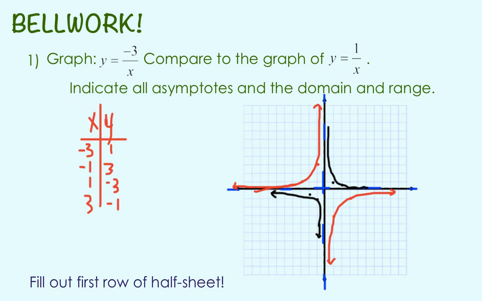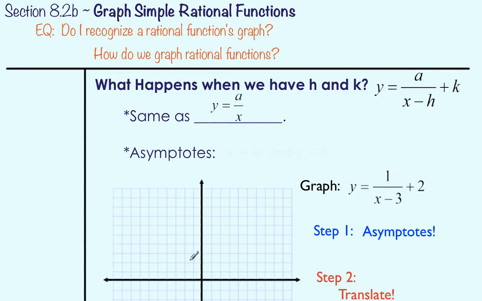So moving on to the notes. Section 8.2, Part B. Again, graphing simple rational functions. Your central questions for today: do I recognize a rational function's graph, and how do we graph those rational functions? So we're doing exactly what we did on Friday, except notice that I throw in h and k this time. We've used h and k a lot last semester, this semester.